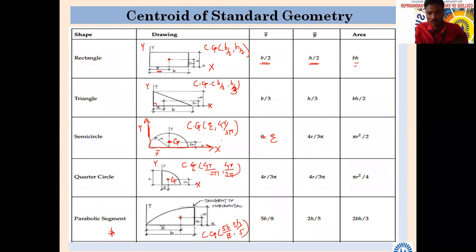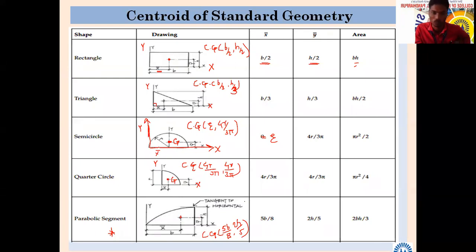So the geometries are the rectangle, the triangle, especially the right angle triangle, then the semicircle, quarter circle, and maybe the circle. Actually it is not there, but I told you on that day that we can even find the center of gravity or centroid for a circle as well. So it is rectangle, triangle, semicircle, quarter circle, parabolic segment. These are the formulas, and I told you on that day.